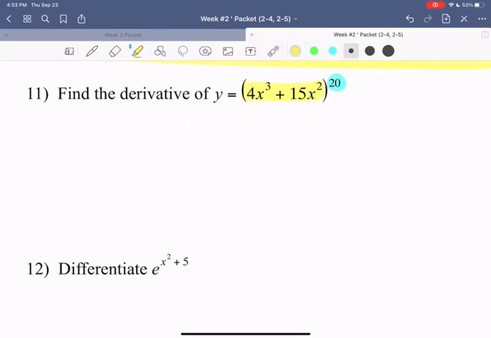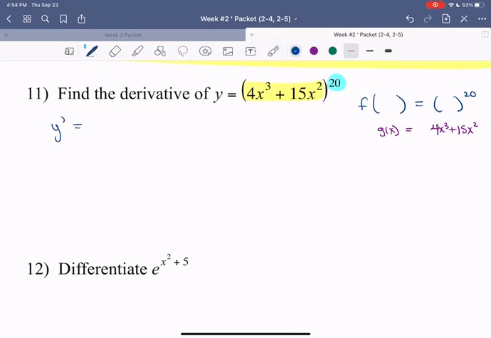Our outside function is just raising to an exponent. So if we want to write that out, well, our outside function, f of something, is that something to the 20th. And our inside function, g of x, is equal to 4x cubed plus 15x squared. So please pause the video at this point and review that chain rule formula, or rather the rule for computing a derivative of a composition. All right, so when you're ready, let's take a look.